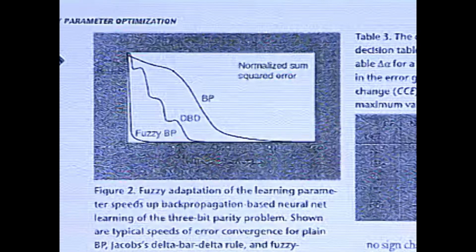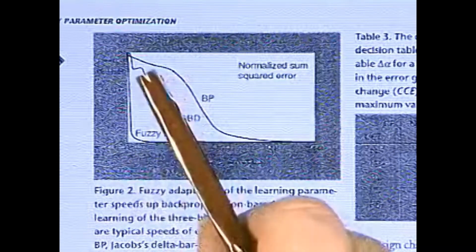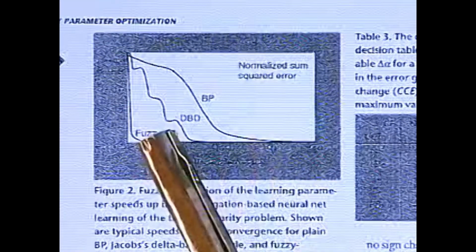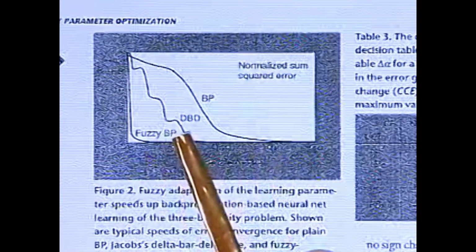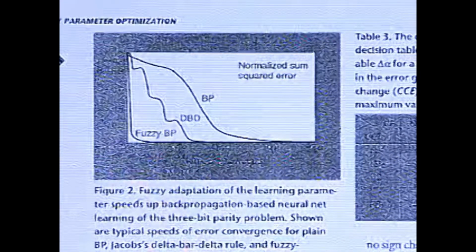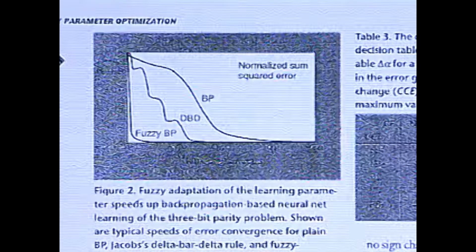This was a particularly drastic example because the backprop here, as you can see, was very, very slow in the convergence. This is the Jacobs delta bar delta rule applied, and this was a fuzzy backprop. So it worked very well. But you always need to be suspicious when you see curves of this type. Can anybody suggest reasons why you have to be suspicious when you see curves of this type?